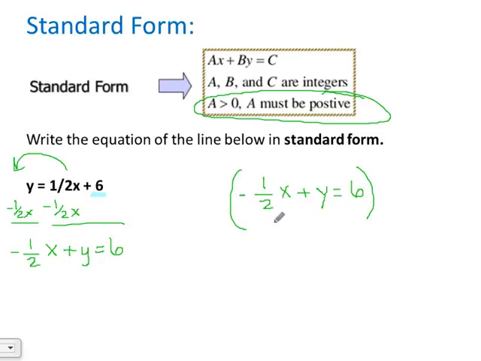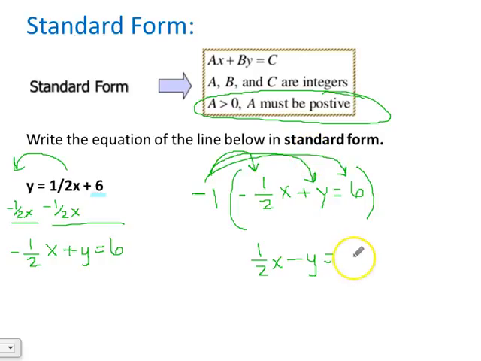We'll just take that whole equation and multiply it by negative 1. Negative 1 times negative 1/2 is just going to change the sign, so it will be positive 1/2 x. Negative 1 times y is negative y. Negative 1 times 6, so we have to do it to every term, is negative 6. But are we done? We made our A value positive, but do we have all integers?